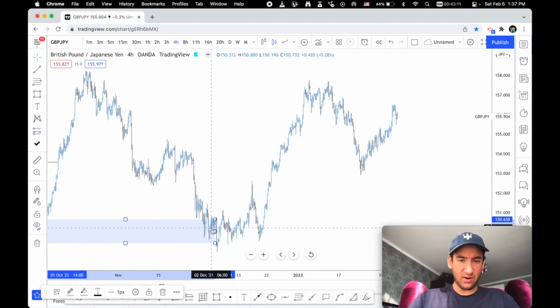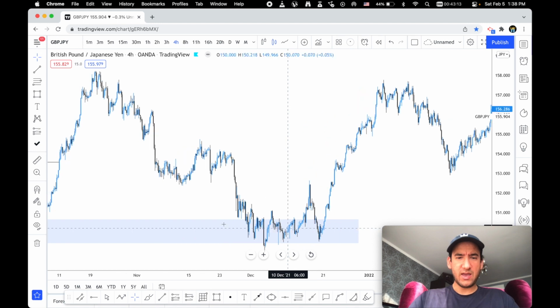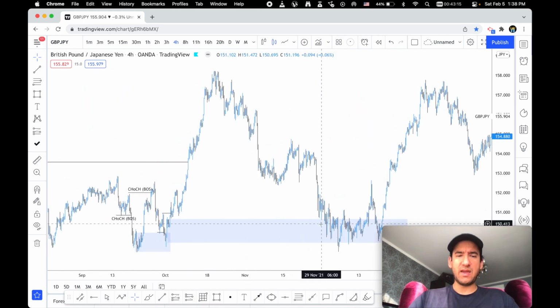And look what price is doing here. Price finally came here and it's respecting our demand area.